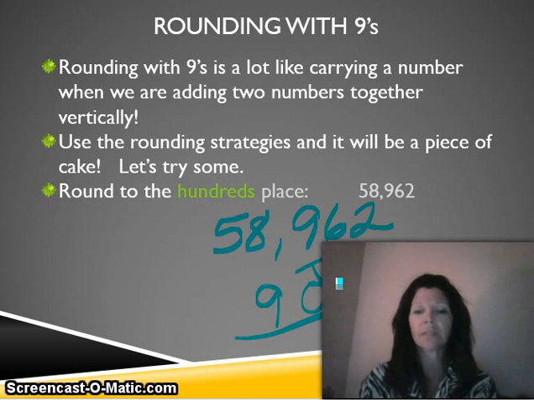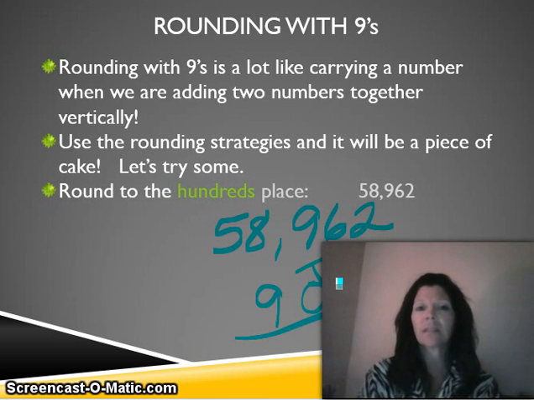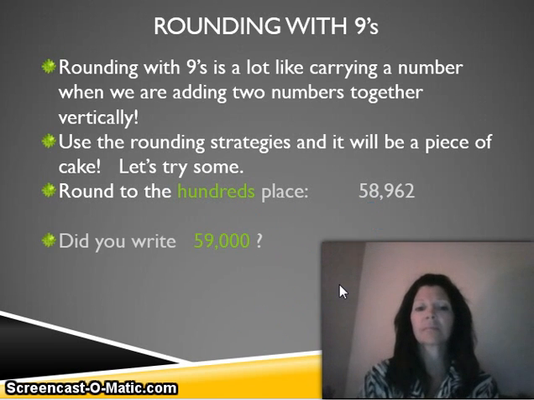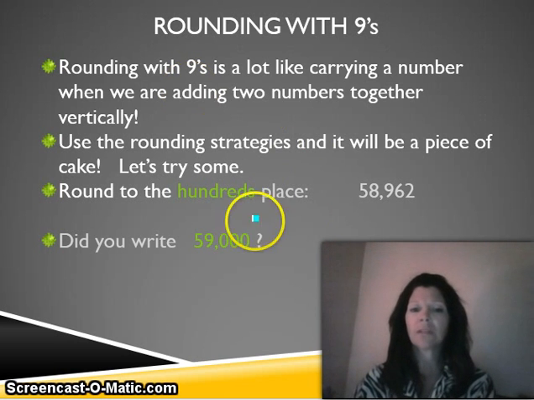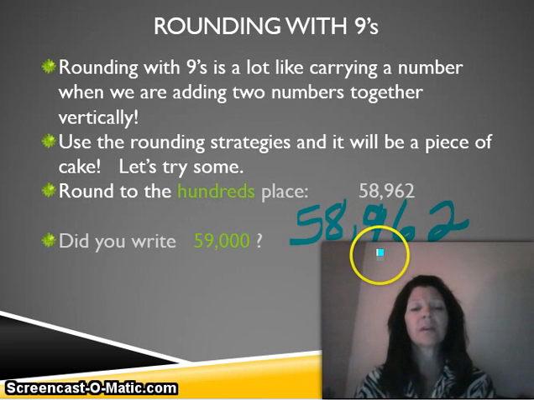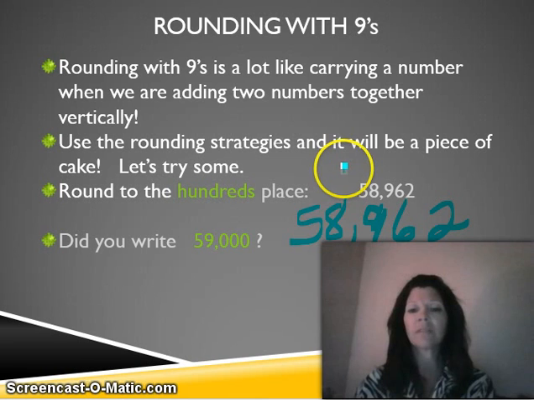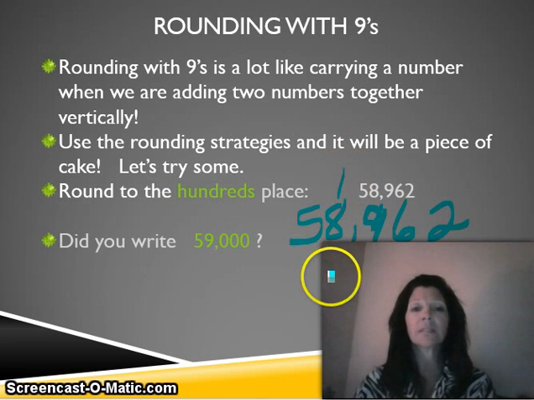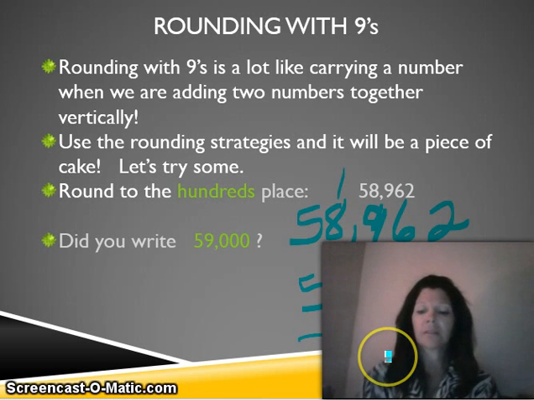Think about what your answer is. Write down what you think it is, and then let's look at it together. Did you write 59,000? Let's look at that together one more time. 58,962. We're going to the hundreds place. We have to look to the right. It's above 5, so the 9 has to become a 10. That becomes a 0, but when it becomes a 10, you have to carry 1. So 8 plus 1 is 9. The 5 stays the same. Everything to the right becomes zeros. So you have 59,000. Good job.